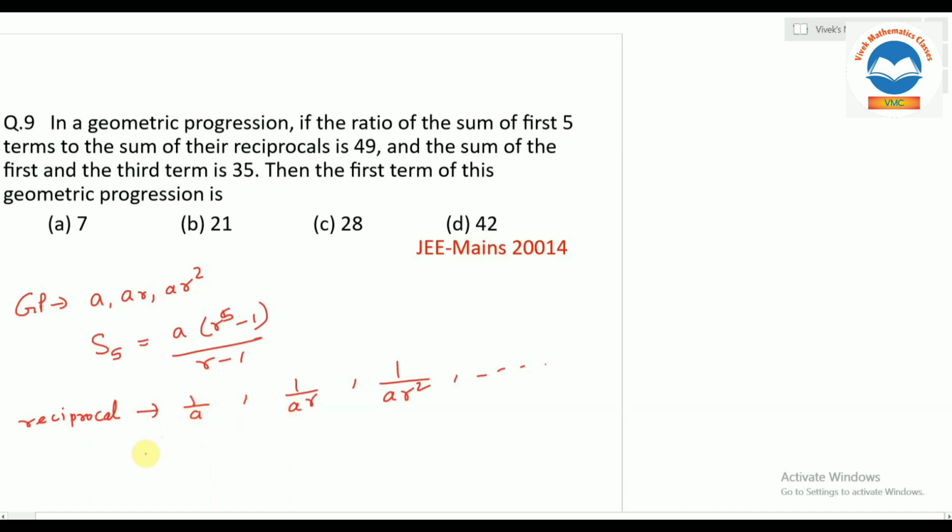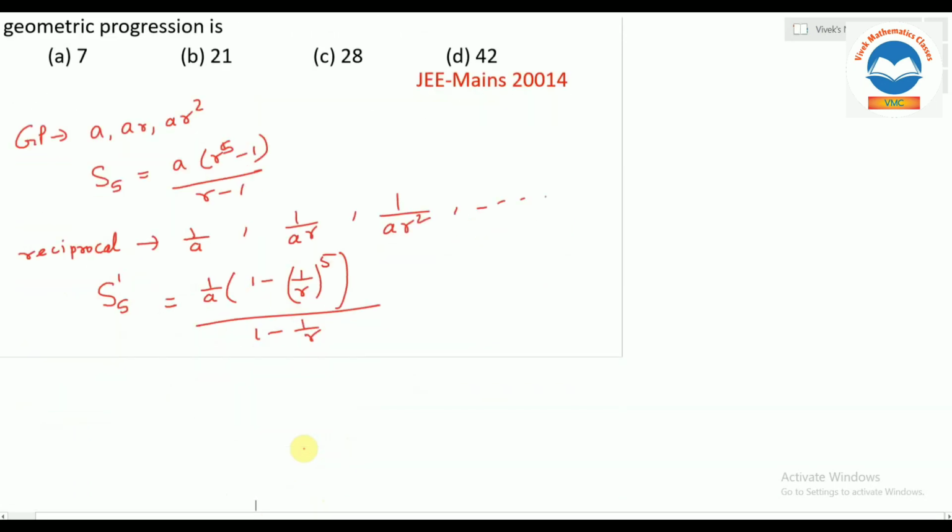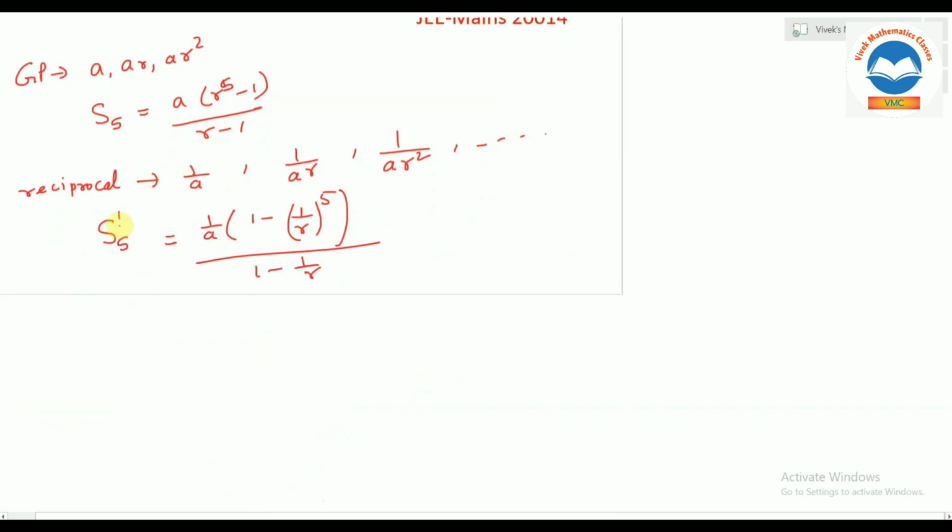So they are saying the ratio of the sum of the first 5 terms and the sum of their reciprocals. Let's say I will call the reciprocal sum S5 dash. So S5 dash, how much will we get? Here the first term will be 1 by a, and the value of r will be how much? 1 by r, to the power 5, divided by 1 minus 1 by r. So we will simplify this.